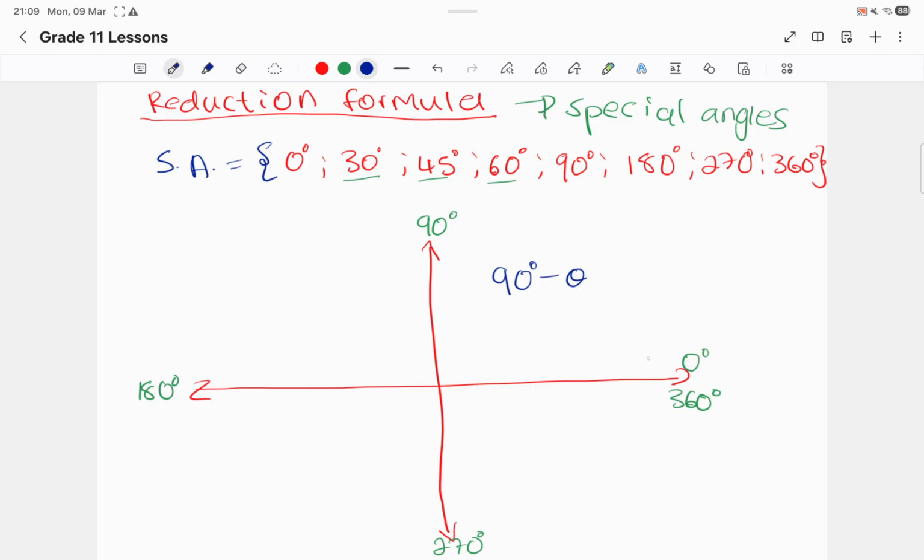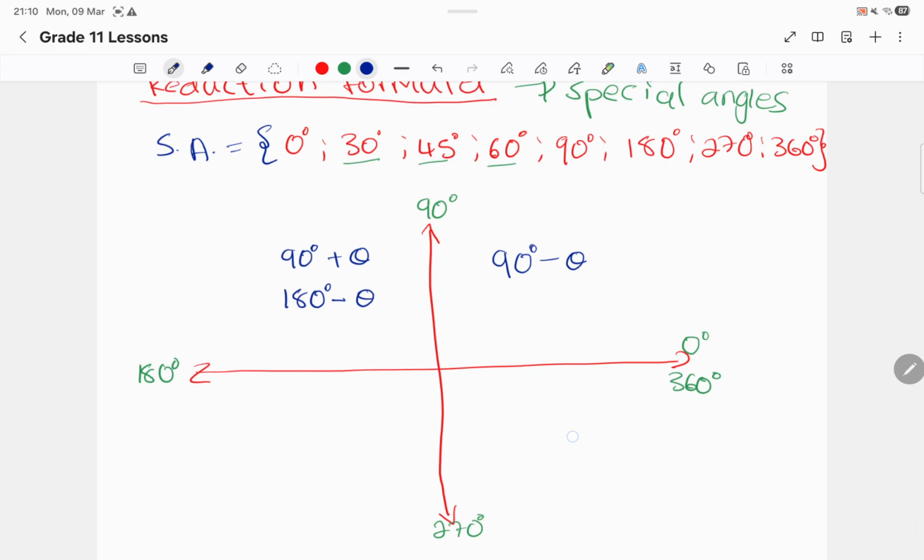But if your angle is between 90 degrees and 180 degrees, you will need to reduce this into the so-called 90 degrees plus theta, or 180 degrees minus theta. Because anything here is either 90 plus or 180 minus that angle, right? Given that your angle theta is an acute angle.